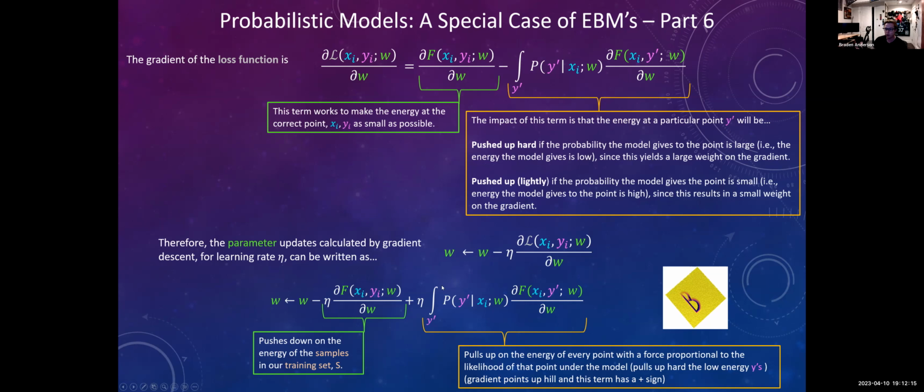So all points get pushed up by this second term, and they get pushed up by an amount that's proportional to the probability our model gave to that point. So remember, low energy is good, and so low energy is like high probability. So if our model gave high probability to an answer that's the wrong answer, it's going to push up that point very hard, right? But if the probability was already low, it'll be a smaller weight on this gradient. It won't be pushed up as hard.